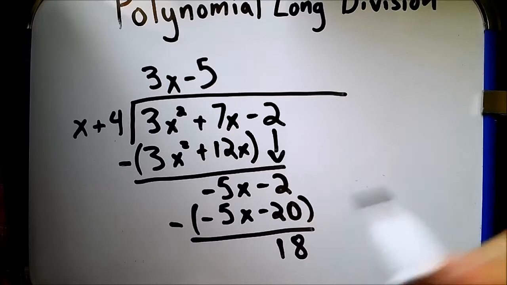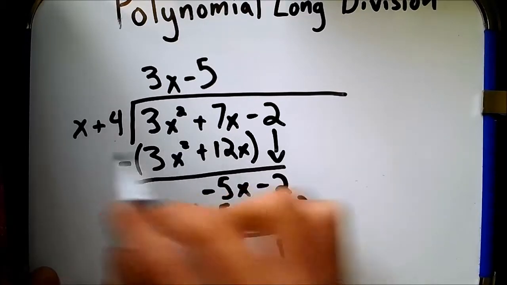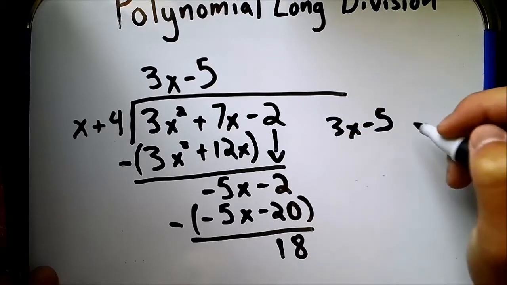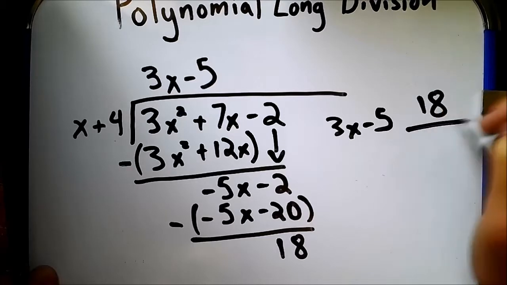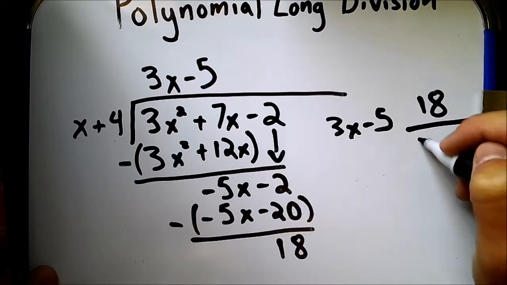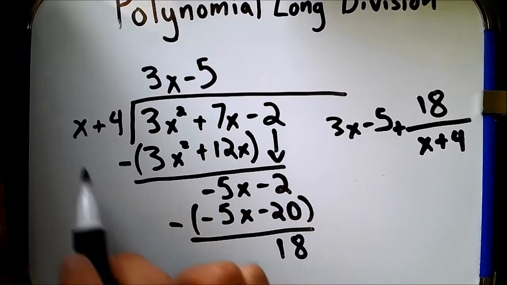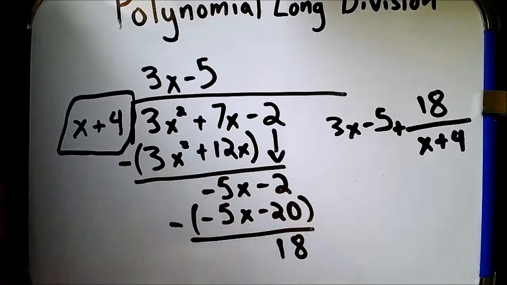So what we do now is we say the answer to this problem is 3x minus 5 with a remainder of 18 divided by x plus 4. So that's what you do. You can just add that on there, I guess. So that's what you do with the remainder. Once you get down to you have no more x, or no more variables, I guess you'd say, you just do that number divided by this one right here. So again, we have 3x minus 5 plus 18 over x plus 4.